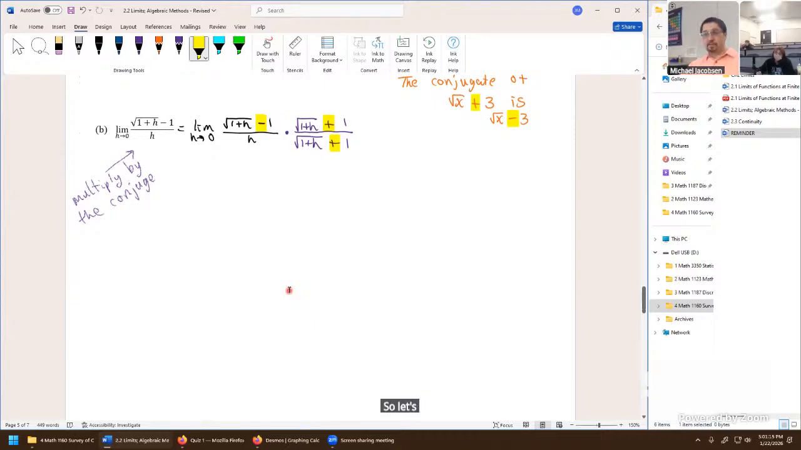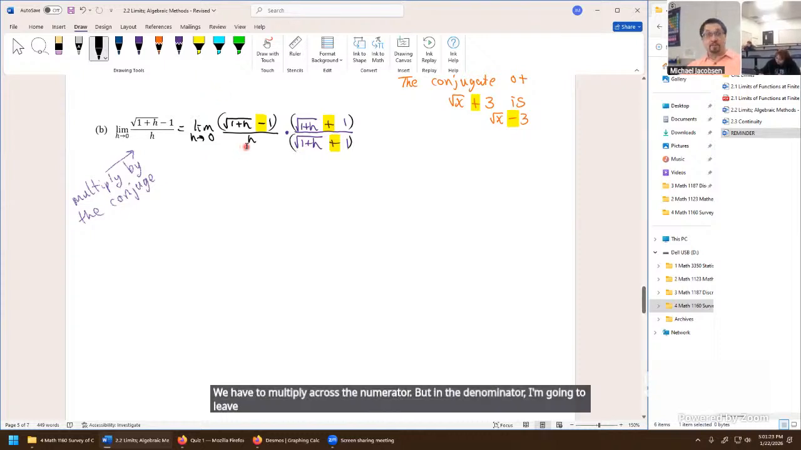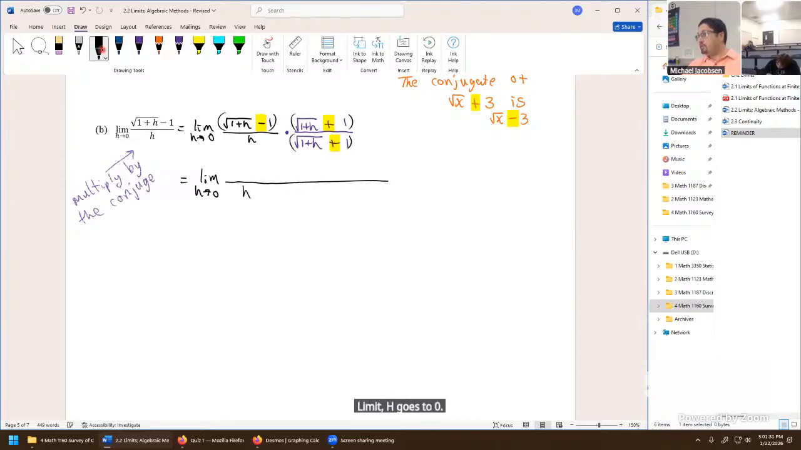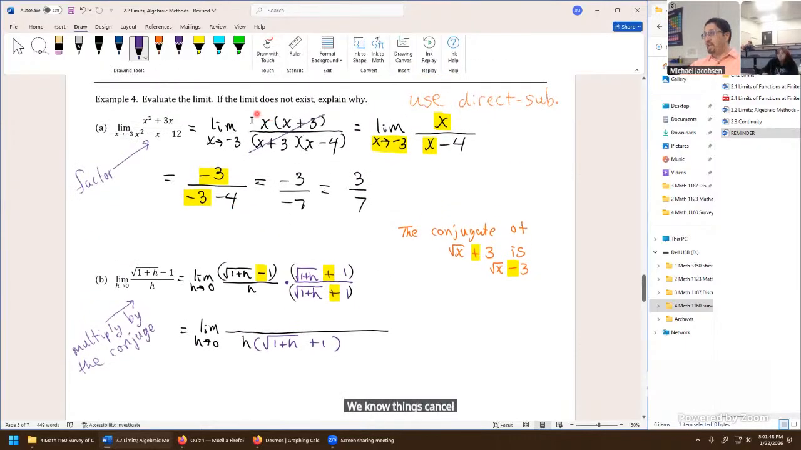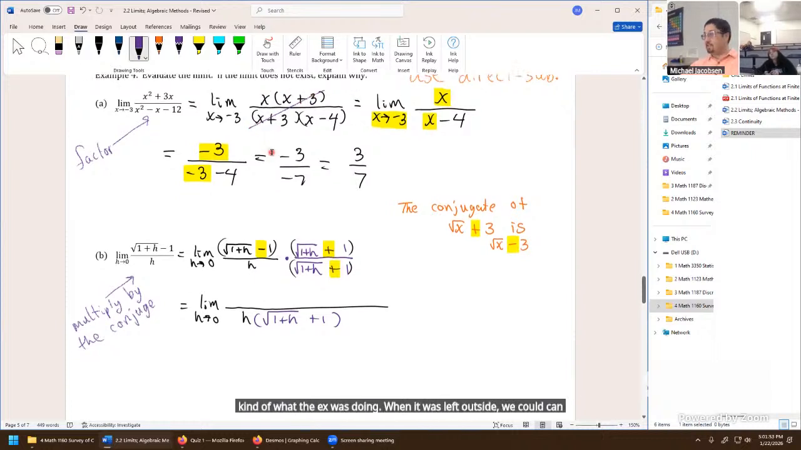So let's give this some clean space to focus on this one. We have to multiply across the numerator, but in the denominator, I'm going to leave h factored out. So this is how I would write out the denominator. Limit as h goes to 0, h multiplying the group, root 1 plus h plus 1. Turns out distributing h into this group doesn't necessarily help us because our goal is to cancel that h right there. We know things cancel better if you factor, so that's kind of what the x was doing. When it was left outside, we could cancel that way.